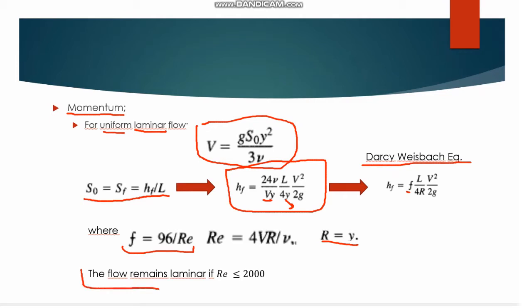We need to take into account that the flow remains laminar if the Reynolds number is smaller than 2000. We know that from 2000 to 4000 it is a transitional flow or regime, and above 4000 we consider it turbulent flow for the channel.